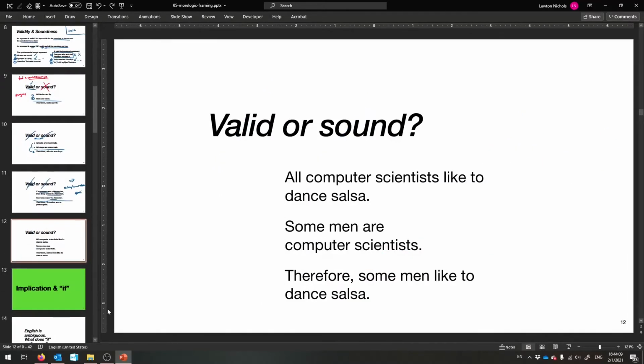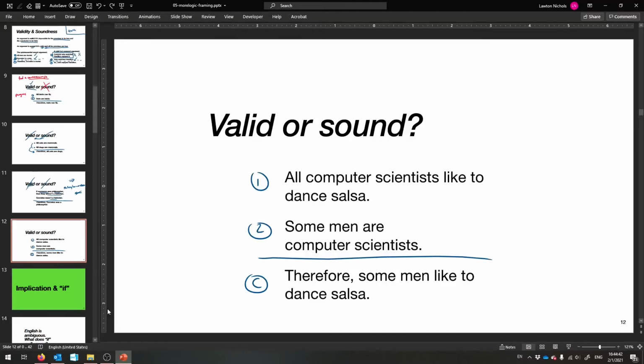One last one. Are you ready? So try and take a second, see if you can prove that these things are valid or sound. So we got premise 1, premise 2, and our conclusion. All right. So all computer scientists like to dance salsa, so we're assuming that that's true. Some men are computer scientists, okay? We're assuming that's true. And we're trying to conclude that, therefore, some men like to dance salsa. Okay? Let's see if we can do this.